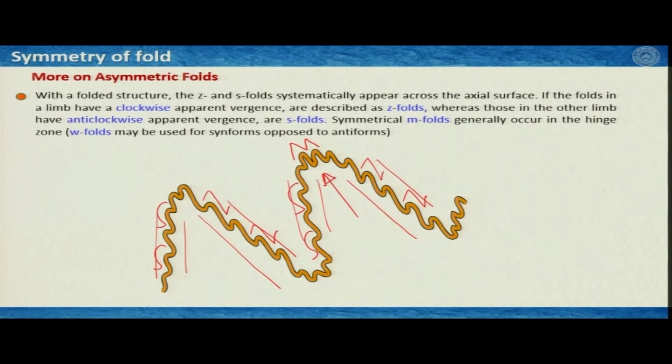Now, in between these Z and S, you may find a symmetric M fold if it is an antiform. As you can see here, it is closing upward. If it is a synform, instead of M, you may find a W type of fold. So, in the field we sometimes describe this as S fold, Z fold, W fold or M fold. So, if your teacher, colleague or friend tells you that in the field they have seen a Z fold, then now you can immediately relate to what he or she is talking about.